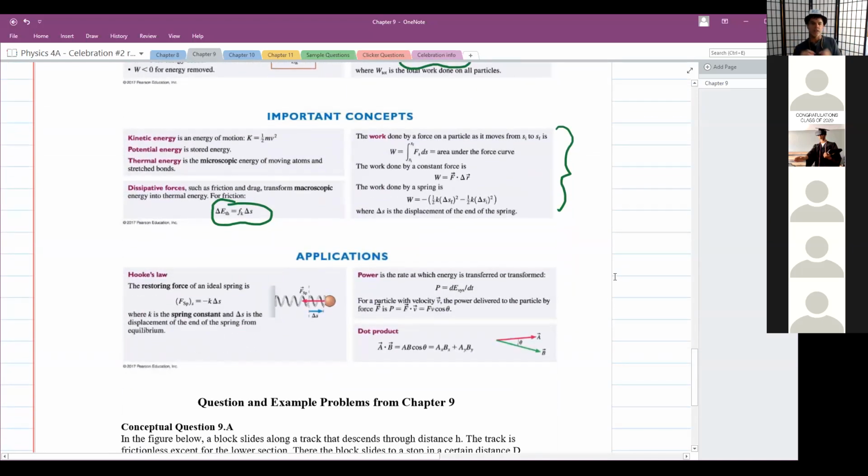In this chapter, the other thing we looked at was Hooke's law, which is the force exerted by a spring when the spring is stretched or compressed, and the dot product. Keep in mind, two different ways of getting a dot product. Magnitude of one vector times the magnitude of the second vector times the cosine of the angle between them. Or if you're given x, y and z components, AxBx plus AyBy plus AzBz.